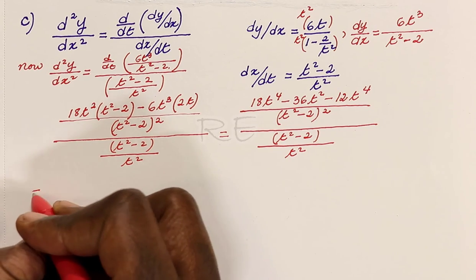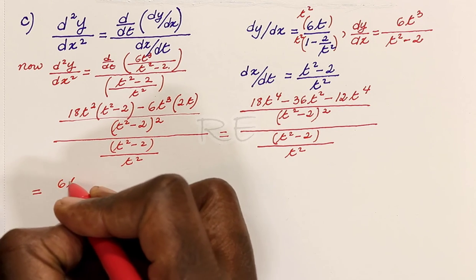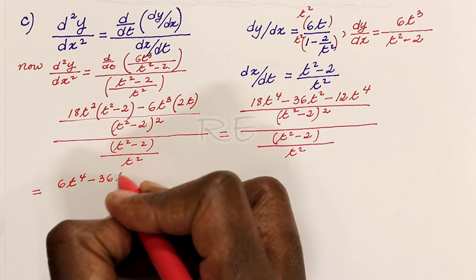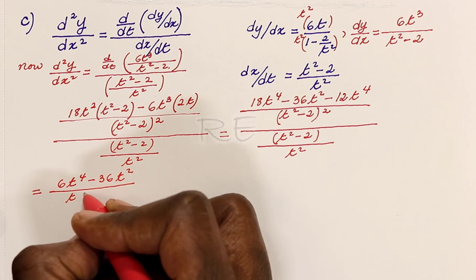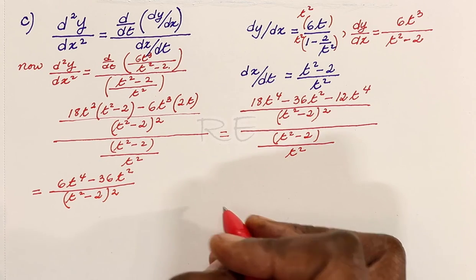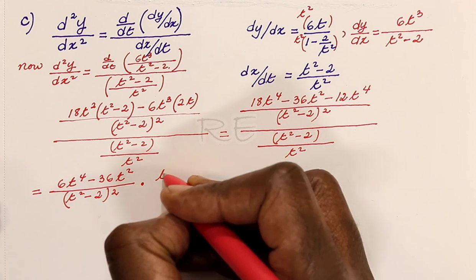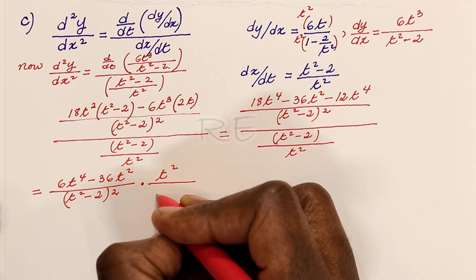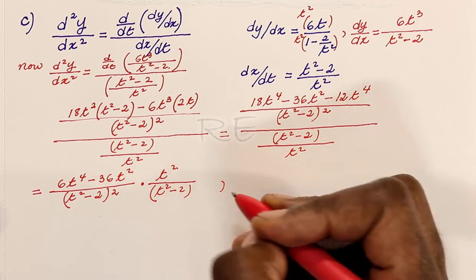Can simplify the numerator. 18 minus 12 will be 6. So it's 6t to the fourth minus 36t squared over t squared minus 2 squared. I'm just going to multiply by the reciprocal of the denominator, make my life easier. It's going to be multiplied by t squared over t squared minus 2.